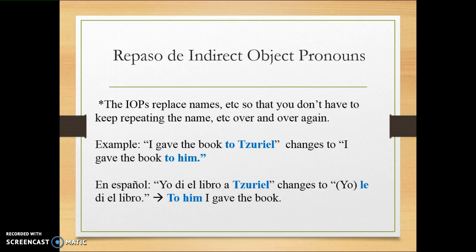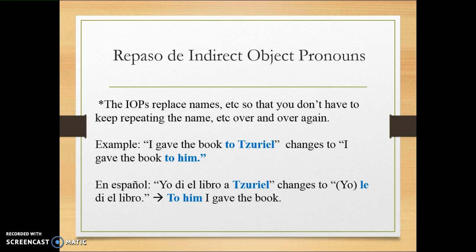Okay? So the IOP replaces names and other things so that you don't have to keep repeating the same name over and over again. We do this all the time in English, just like I've mentioned before. An example is below. I gave the book to Zariel changes to I gave the book to him. So instead of saying Zariel over and over again, we would just replace his name with the indirect object pronoun, which would be him.